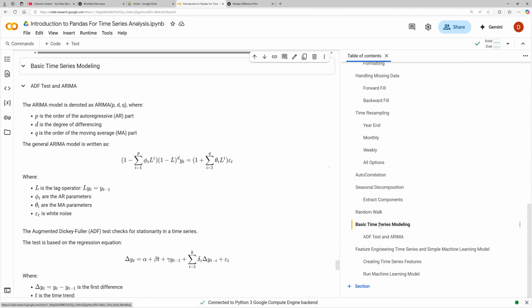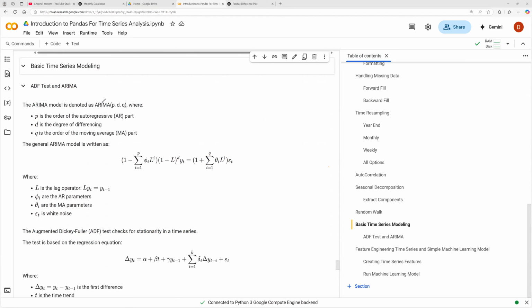Now we're going to go into basic time series modeling. Don't be scared by the mathematics. I don't think it's something that you need to know, especially in this day and age where we've got functions that do most of the work for us. But here, ARIMA is a foundational model.